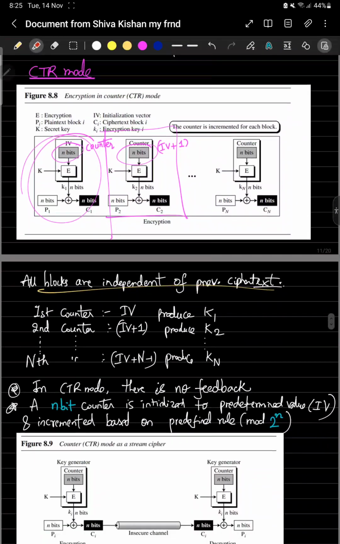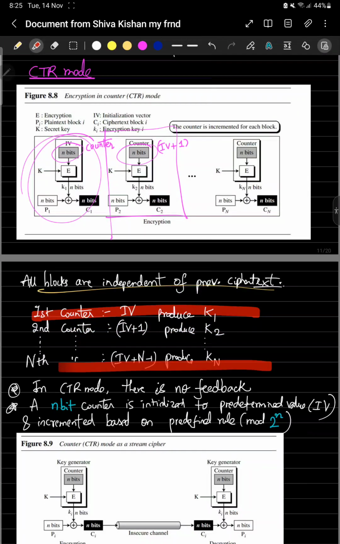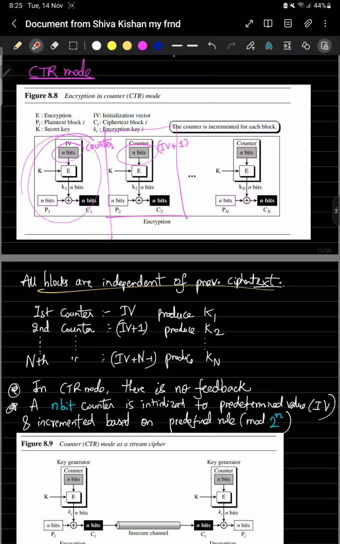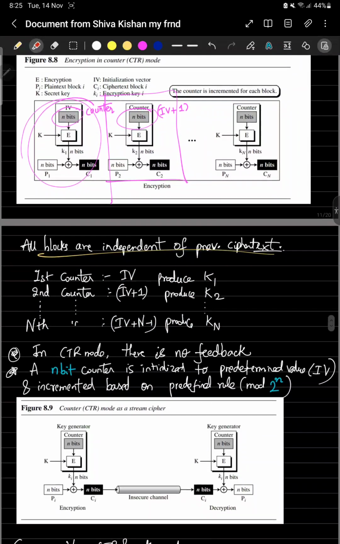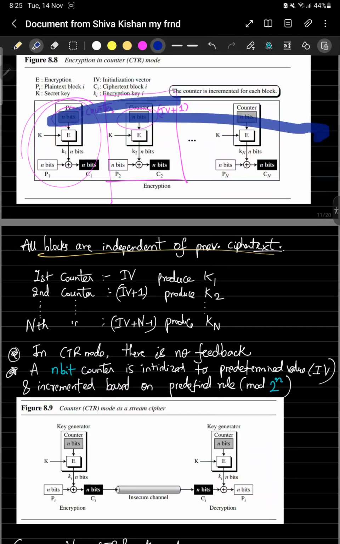Let's come on. So basically we have IV, which means initialization vector. For the first counter we will initialize it as IV, for the second counter IV plus 1, and so on. For the nth counter we will initialize IV plus n minus 1. This is one basic point you need to remember. After initializing our counter, here again it is very simple.